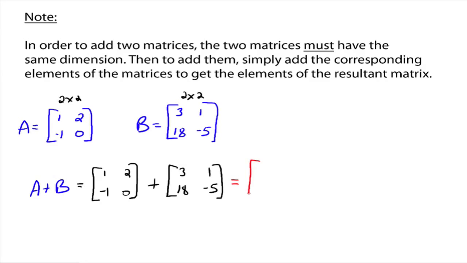You're going to get another 2 by 2 matrix. And so 1 plus 3 would give you 4. 2 plus 1 would give you 3. -1 plus 18 would give you 17. And 0 plus -5 would give you -5. And this is the new matrix. That's the sum of these 2 matrices. Make sense? Alright, not too bad.